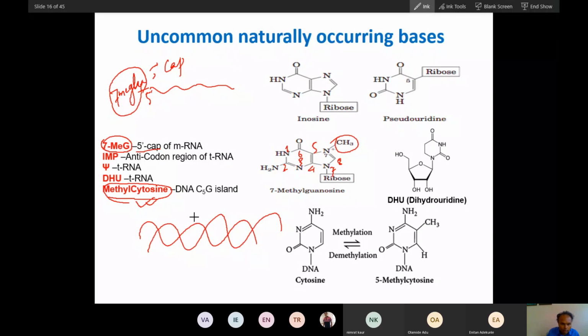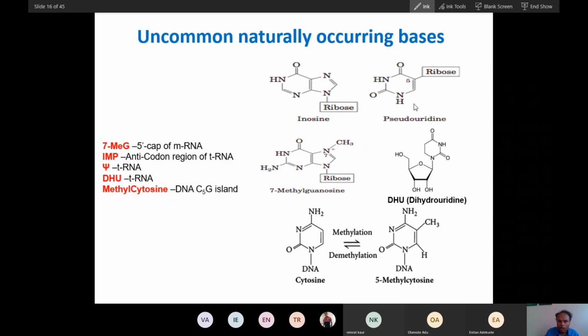In mature DNA, there will be methylation at the island, where there is a C and G rich region. So methylation happens in DNA, in the cytosine. So this is 5-methyl cytosine. 5-methyl cytosine actually causes gene suppression of this DNA. So these 5 types of abnormally occurring nucleotide we will see in genetics.